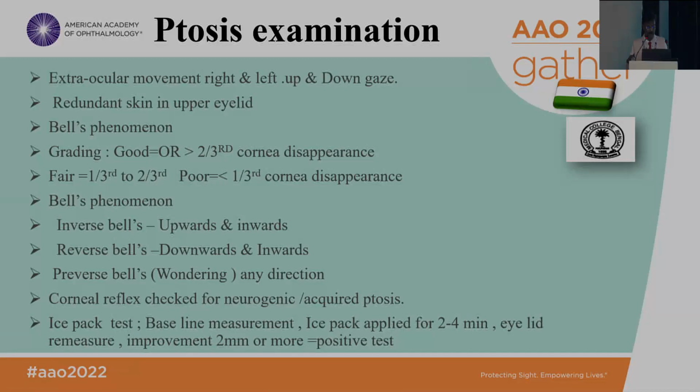Bell's phenomenon types: inverse Bell's phenomenon, that is upward and inwards; reverse Bell's phenomenon, downwards and inwards; perverse, wandering in any direction it may go.